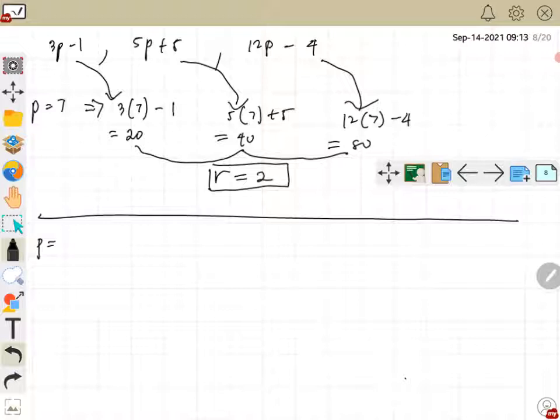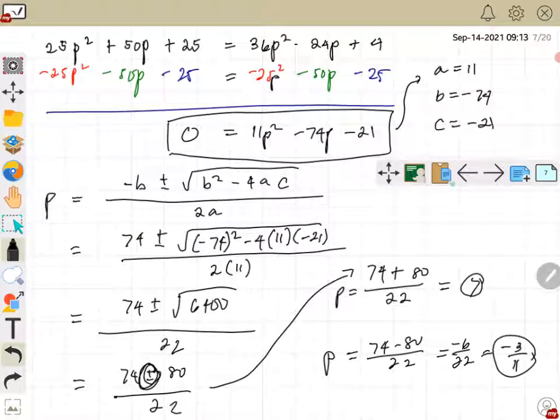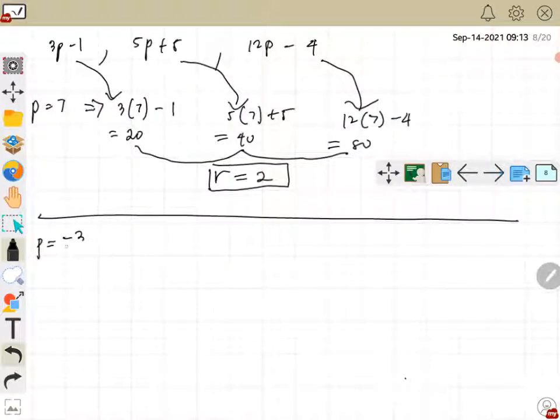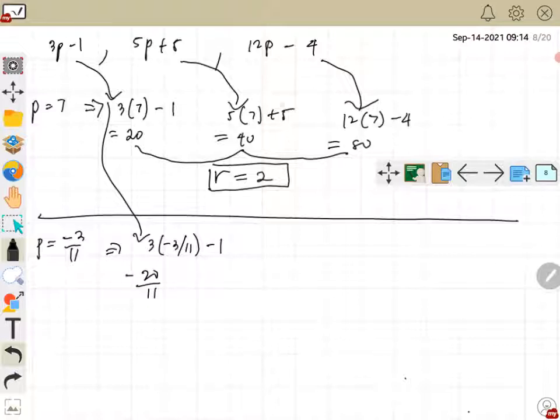So let's try. When p equals negative 3 over 11, the 3p minus 1, this one, becomes 3 times negative 3 over 11 minus 1. That gives us negative 20 over 11.